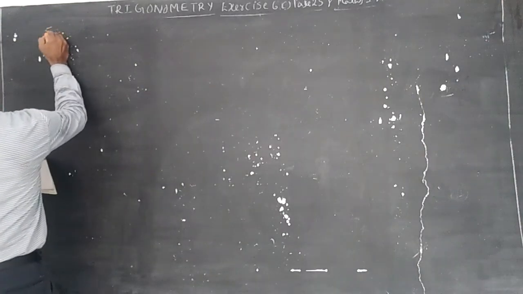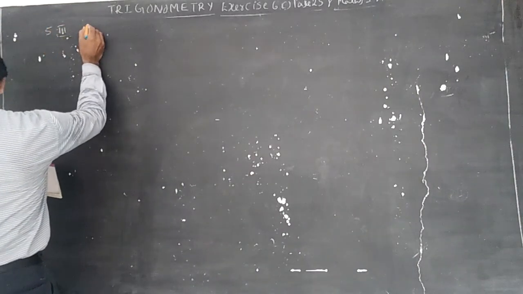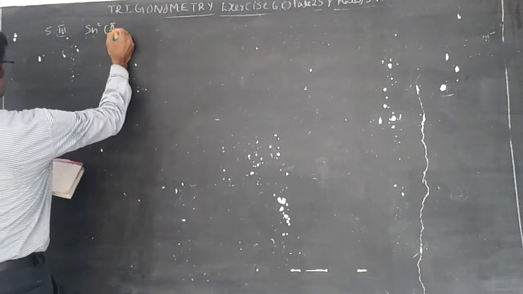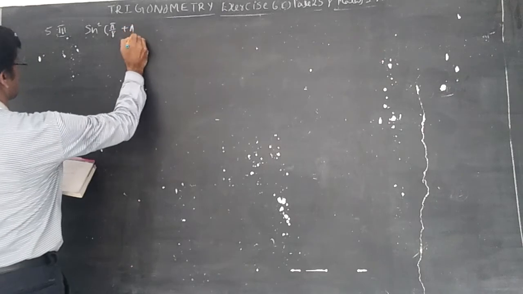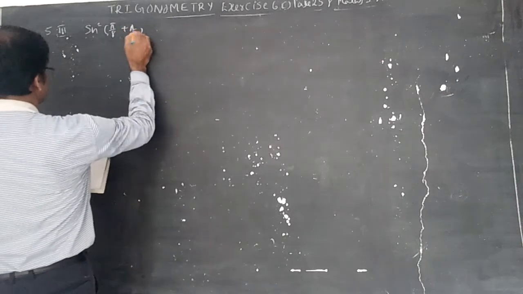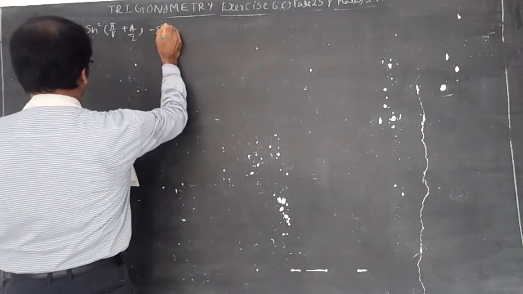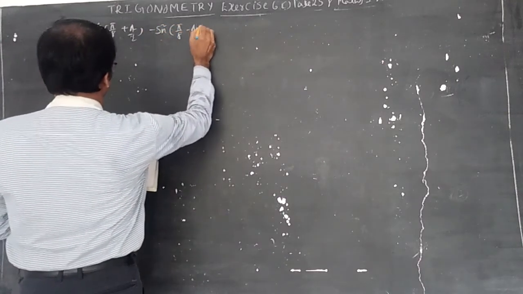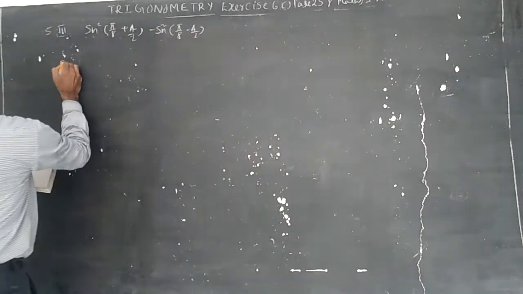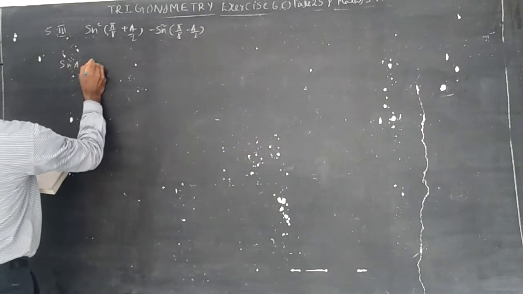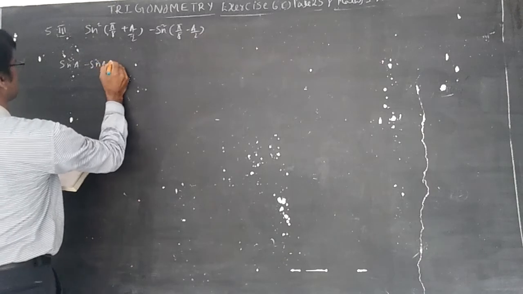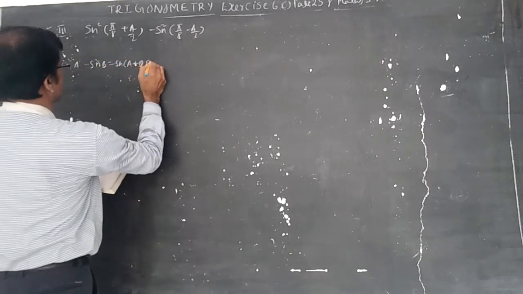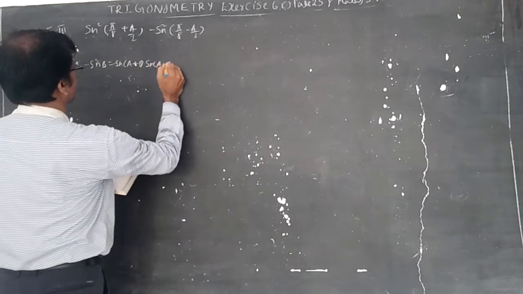Third one, fifth question, third one: sin square pi by 8 plus a by 2 minus sin square pi by 8 minus a by 2. Write the formula: sin square a minus sin square b is equal to sin of a plus b into sin of a minus b.